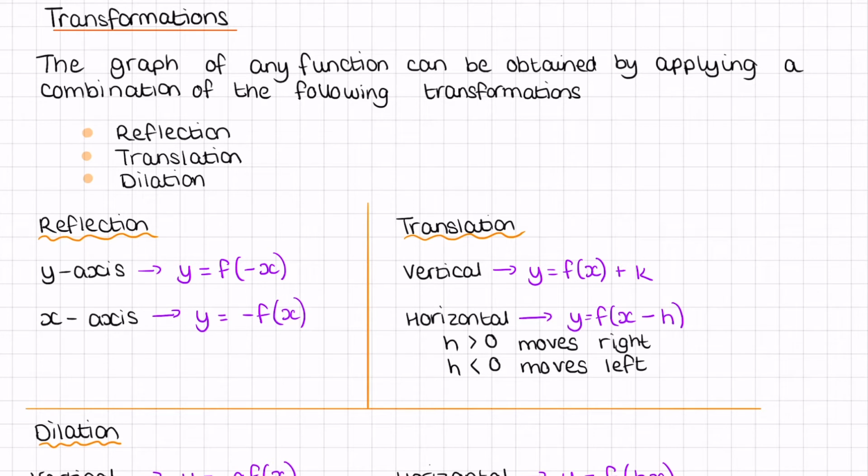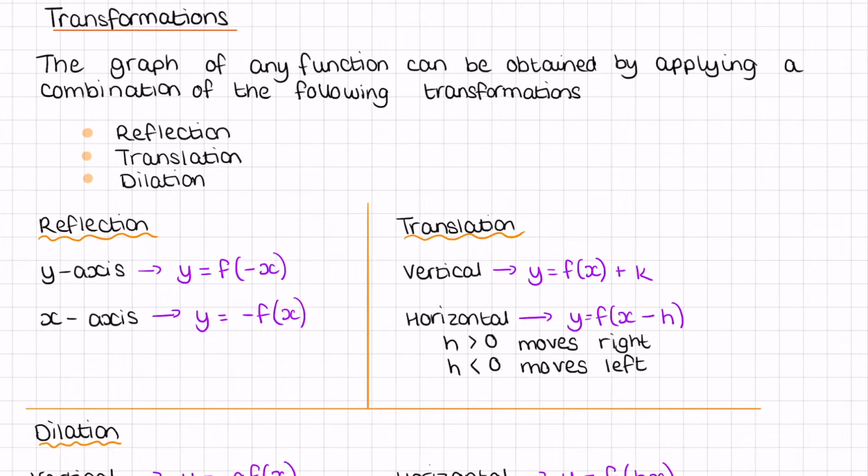Translation is where the graph moves, and it can move vertically or horizontally. To move a graph vertically, you add a value to the end of the function. If it's horizontally, you add or subtract a value to the x within the function. Note the general form there is f of x minus h. If h is positive, it will be x minus still, and so it moves to the right. If h is less than 0, which means it will be a plus in this equation, then it moves to the left.